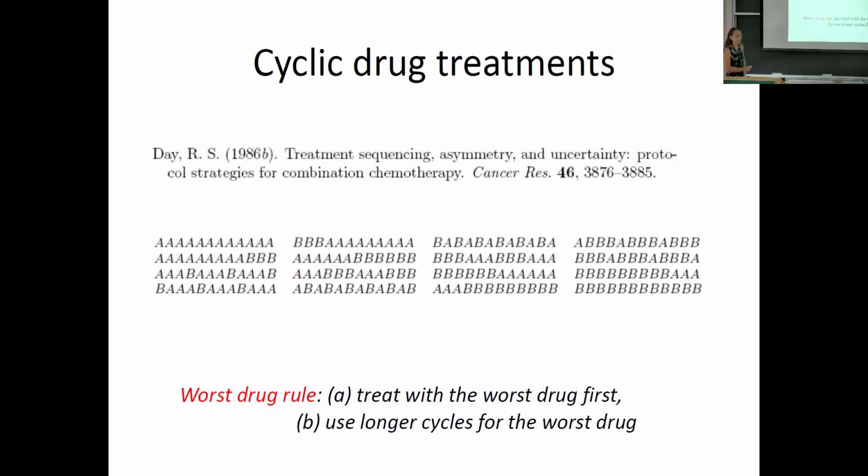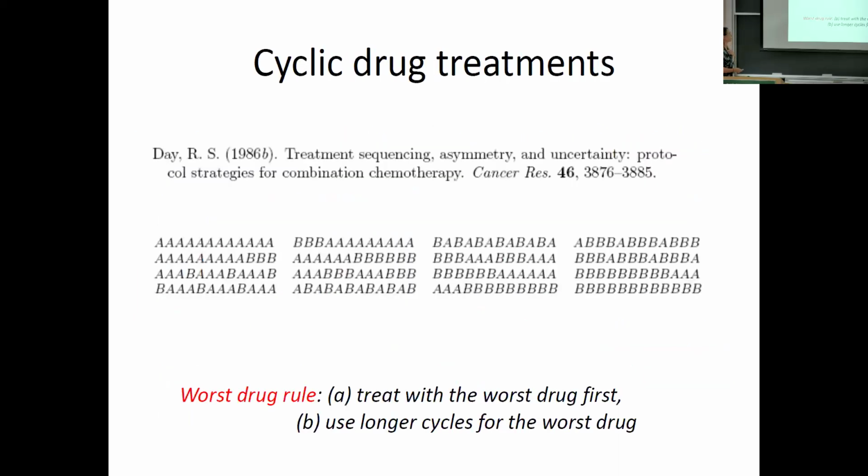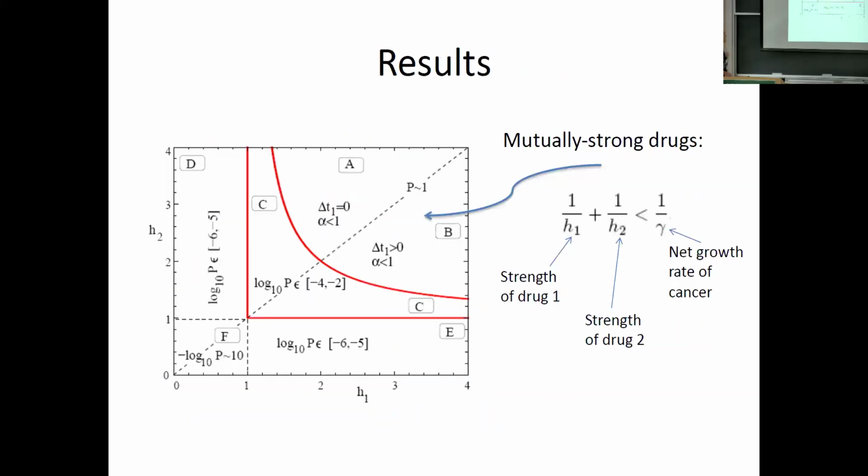This problem was solved for the first time by Day in 1986, and it became a very famous paper. The result was called the worst drug rule: treat with the worst drug first. Worst means that it doesn't kill as effectively. And use longer cycles for the worst drug. That was the recommendation that was provided. We tackled this problem as well. In this old paper, they only compared hand-picked strategies, right? So we could do it more comprehensively.